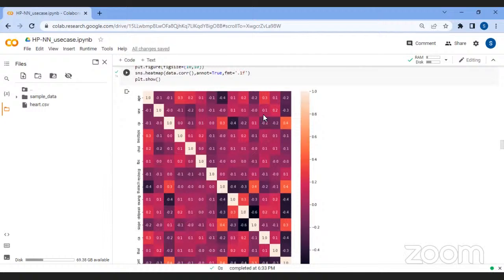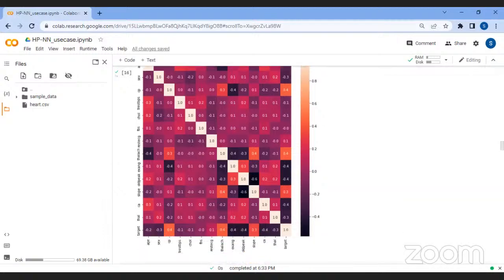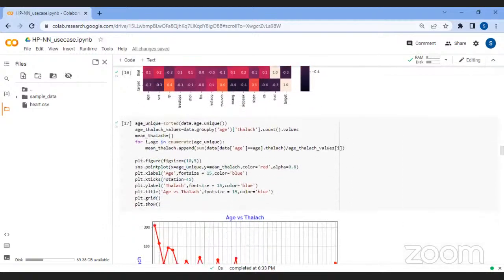So this heat map represents the variance. We are looking at the correlation part. The maximum correlation was 1 and the minimum correlation was minus 0.4. In some cases we can see 0.4 correlation, and not more than that. So this data is not much correlated.